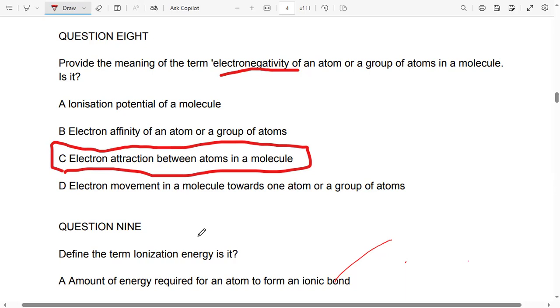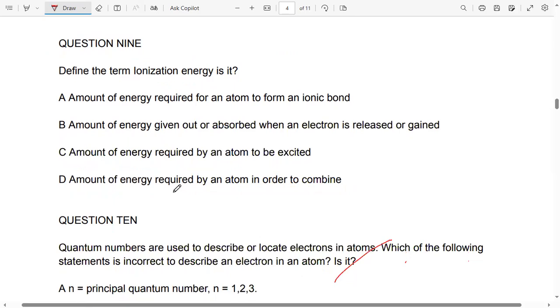All right, and then question number 9, they're saying define the term ionization energy. Okay, so what is the ionization energy?